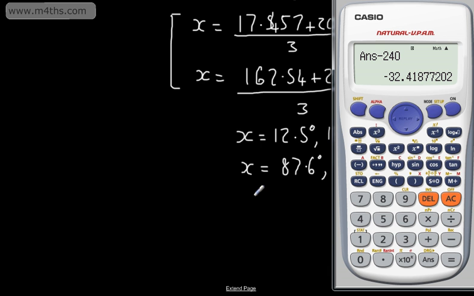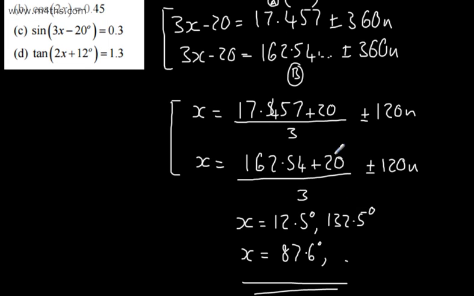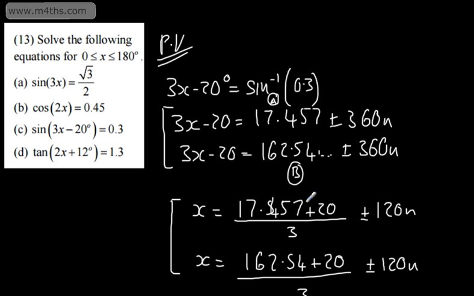So those are the three solutions. You might want to put them in ascending order. So this one, this one, this one. I should say 12.5, 87.6, 132.5. Entirely up to you. Hopefully that's giving you a technique you could use.